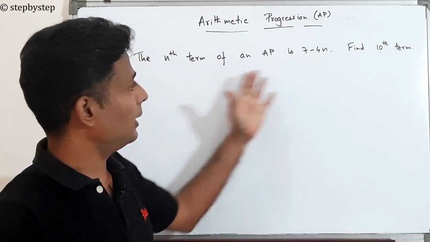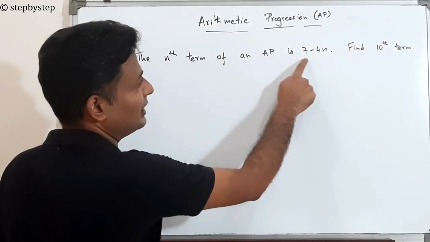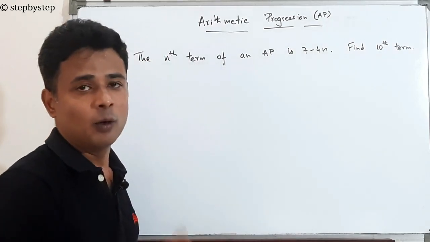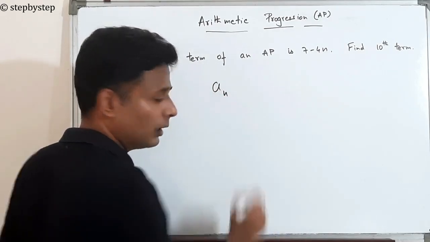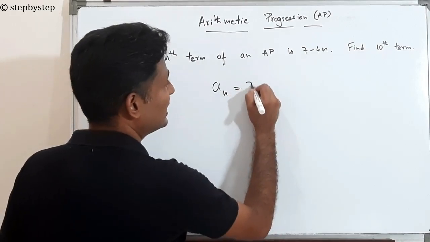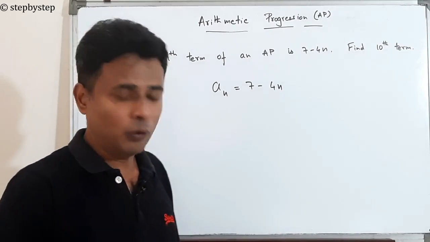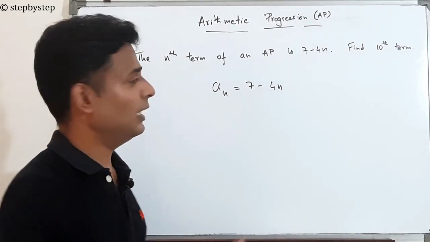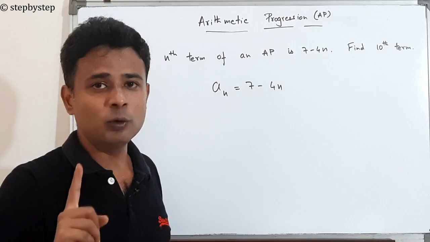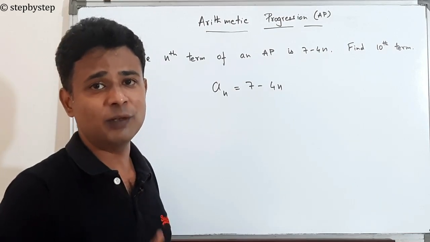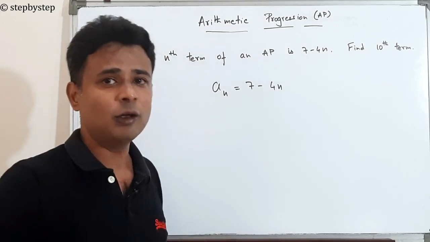Okay, we'll go through another question. They have told us the nth term of an AP is 7 minus 4n. What does nth term mean? A of n. The nth term, a of n, is 7 minus 4n. Find the 10th term. Now guys, sometimes they'll give you which formula to use. So in this particular problem, you will not use a of n equal to a plus n minus 1 into d. Here they have told you nth term is 7 minus 4n.